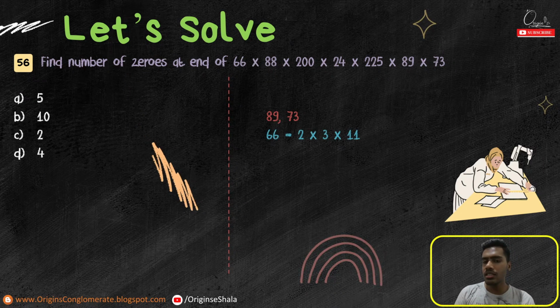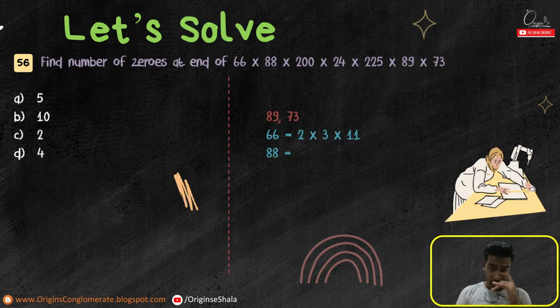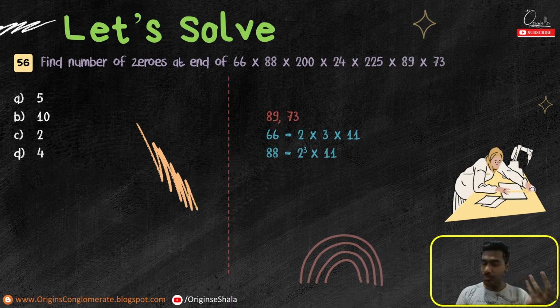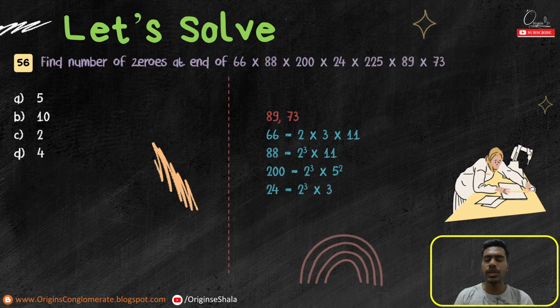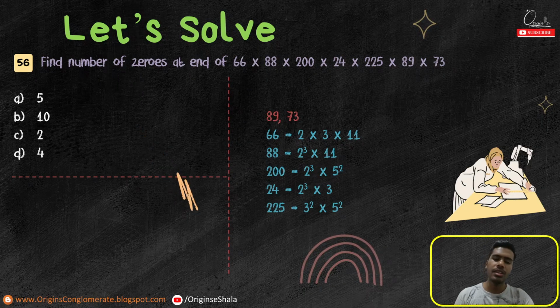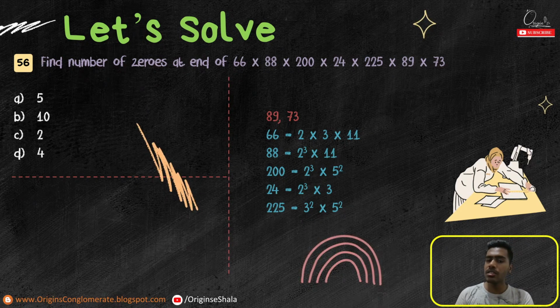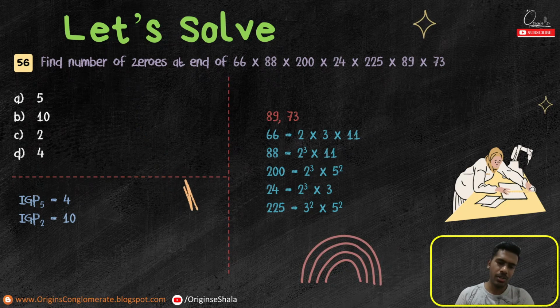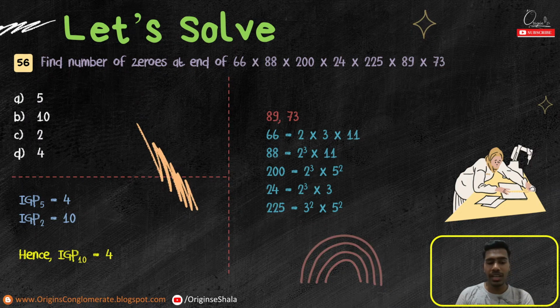So 66, clearly it contains 2, which is 6 into 11, and 6 itself has a power of 2. 88 similarly, again 2 cube into 11, 200, 24, 225. These are the values that I'm getting from the rest of the numbers. And here I can clearly see the highest power of 5 is 4. And although 2 has a much greater power, no use here.